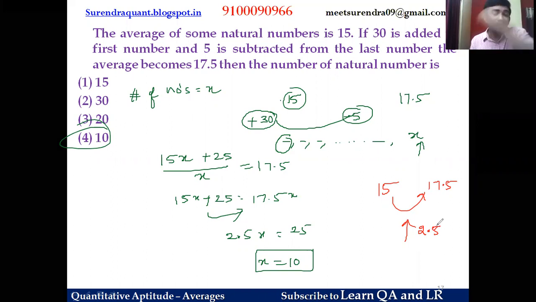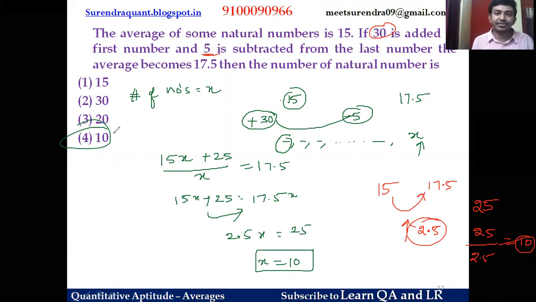Okay, let us see. You added 30 to the first term and subtracted 5 from the last term. What is the total increase in value, friends? The total increase is 25, right? And this 25 is increased on an average of 2.5 per number. So this has adjusted for 10 such numbers. So 10 is the count. This is smart thinking.